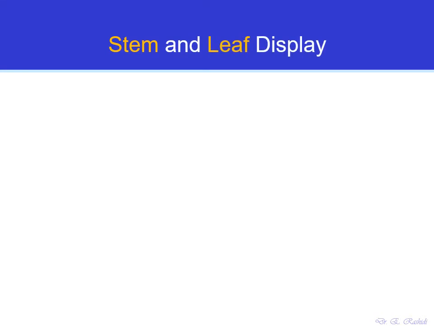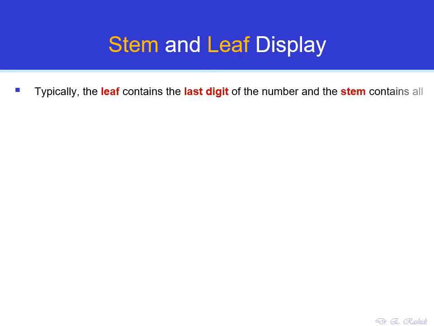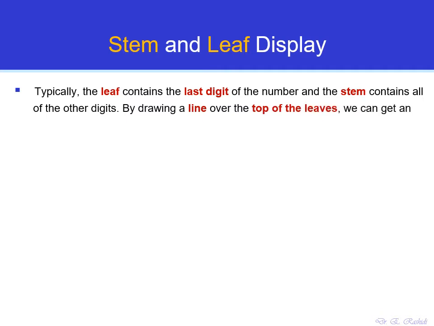A stem and leaf display is just a simple way of representing numerical data. We are basically going to create two columns. One is called the leaf, and the other one is called the stem. We put the last digits of the numbers that we have in the leaf column, and everything else in the stem column. If we then draw a line over the top of the leaves column, we're going to get an idea of how the frequency graph for our data would look. This may sound difficult, but actually it is very easy. Let's look at an example.